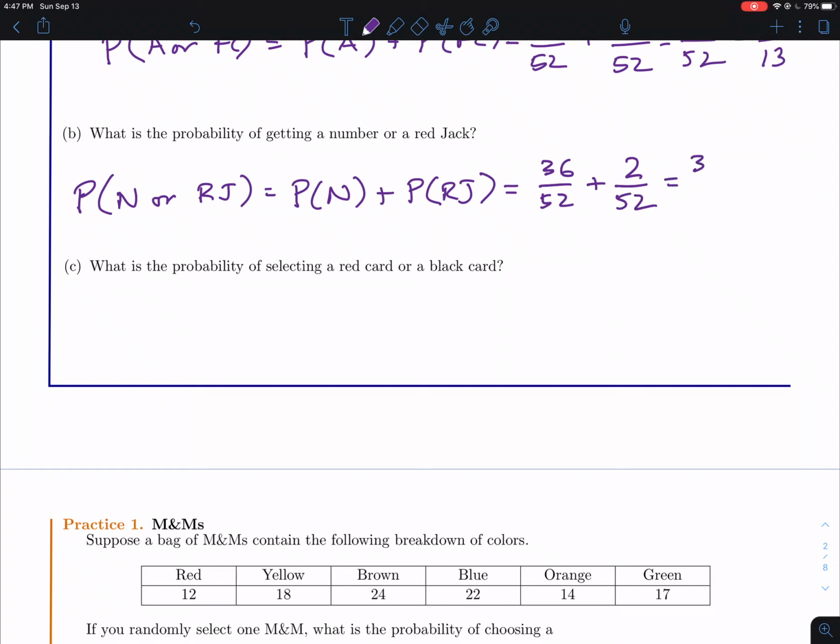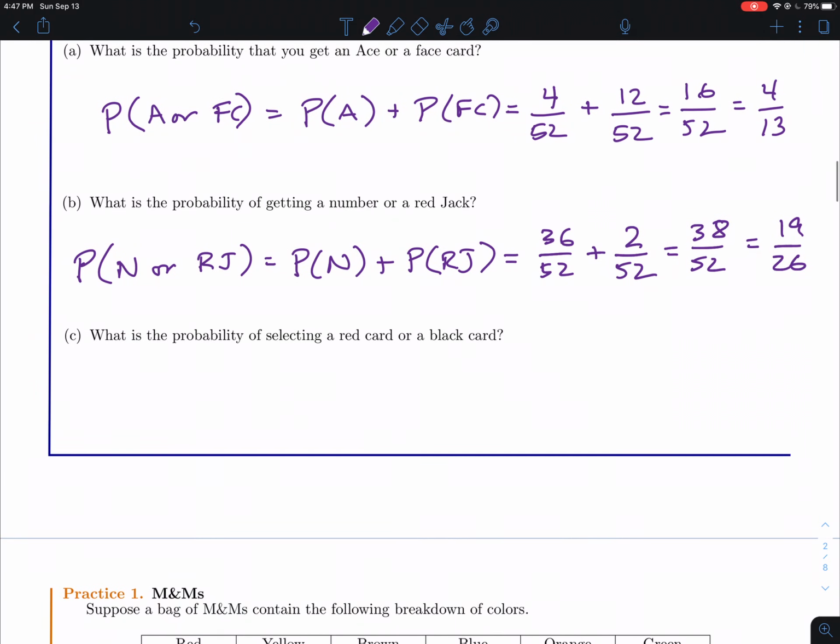So adding these together, we're going to get 38 out of 52, which I put in the calculator, gives me 19 out of 26, or approximately 73%. So we've got a 73% chance of getting either a number card or a red jack in that case. All right, so let's look at the next one.